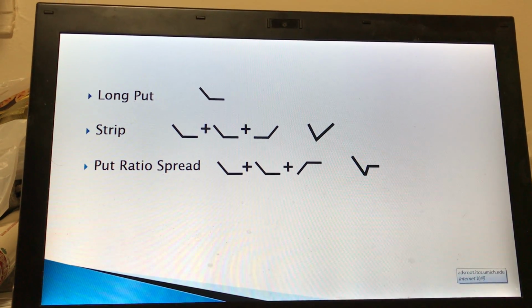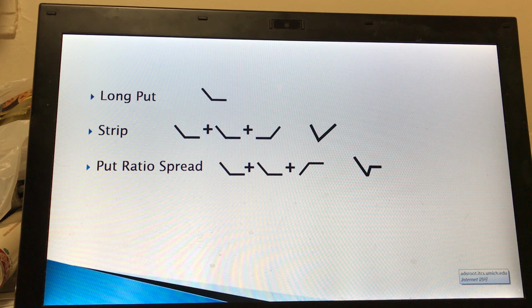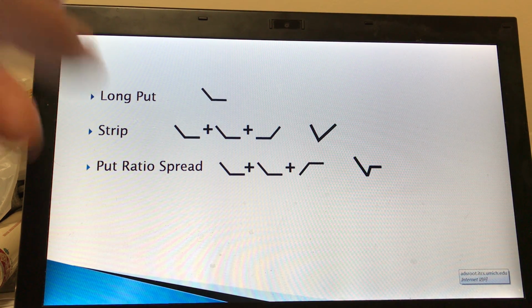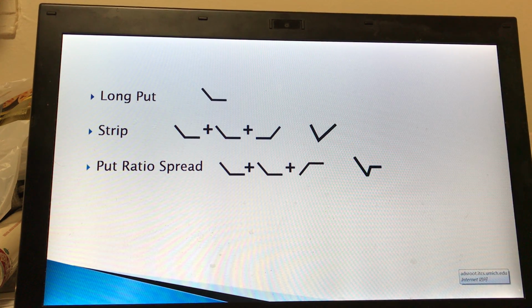The first three are the long put, the strip, and the put ratio spread, which are basically the inverse of our previous discussions on the bullish strategies. For the long put, there's nothing special to say. Your payoff will look like this, and your break-even point will be your strike price minus the put premium when you purchase.